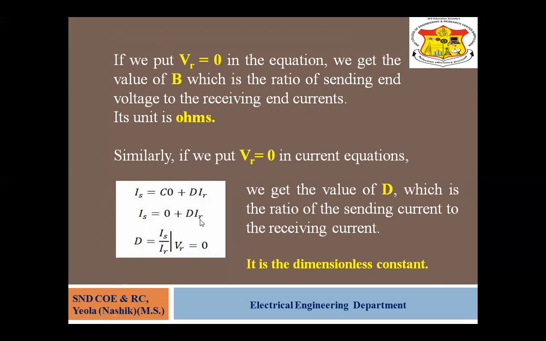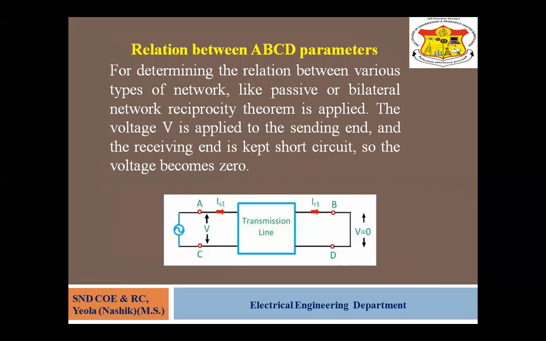So IS equal to 0 plus D IR. So constant D is equal to IS by IR at VR equal to 0, that is, receiving end voltage equal to 0. So we get the value of D, which is the ratio of sending end current to the receiving end current. It is a dimensionless constant because it is the ratio of the same parameter.